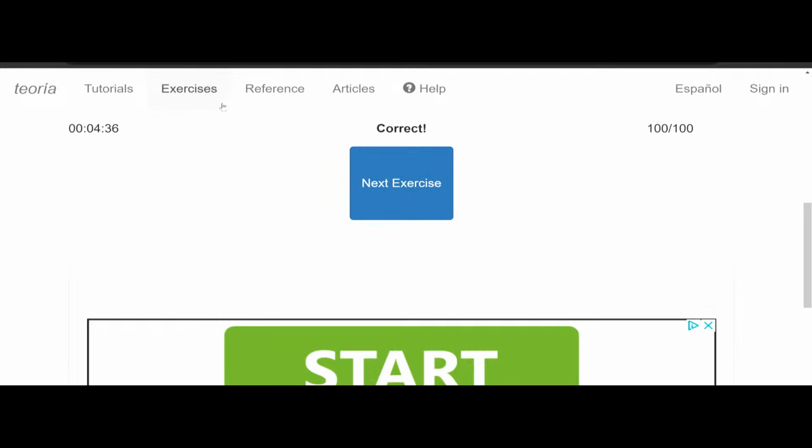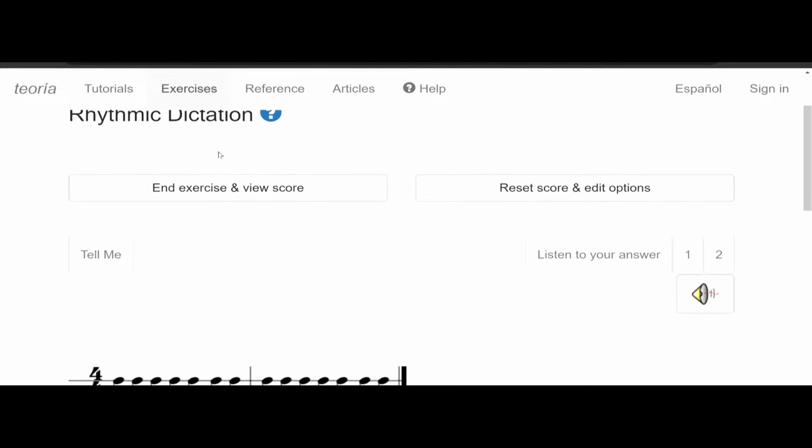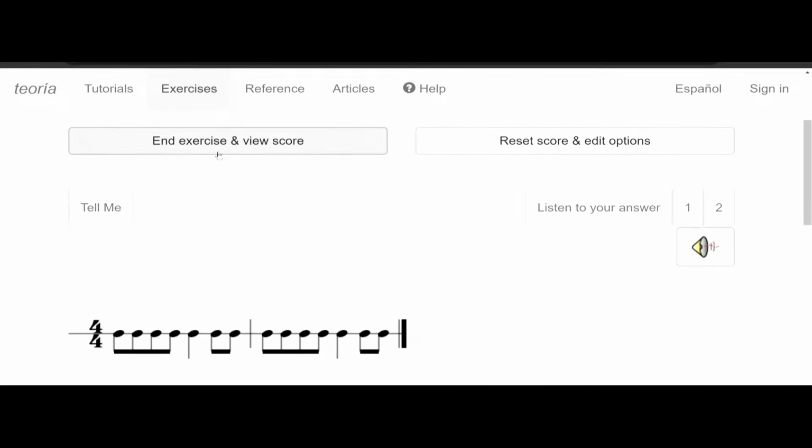So what I want you to do is I want you to do these exercises. I would do 10 of these a day. And this is really going to help you not only learn rhythm, but listen to those short, long, short, long, short, long, like I was telling you. And that will come in handy even when you're counting in your pieces.